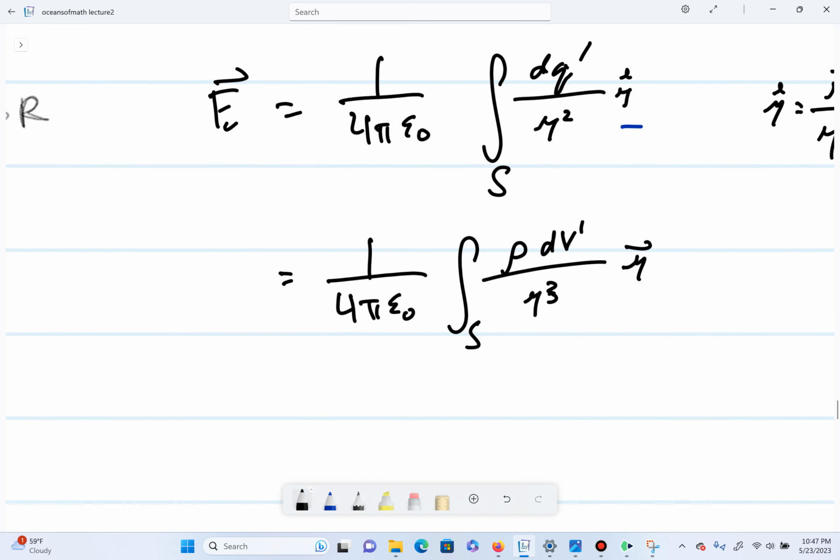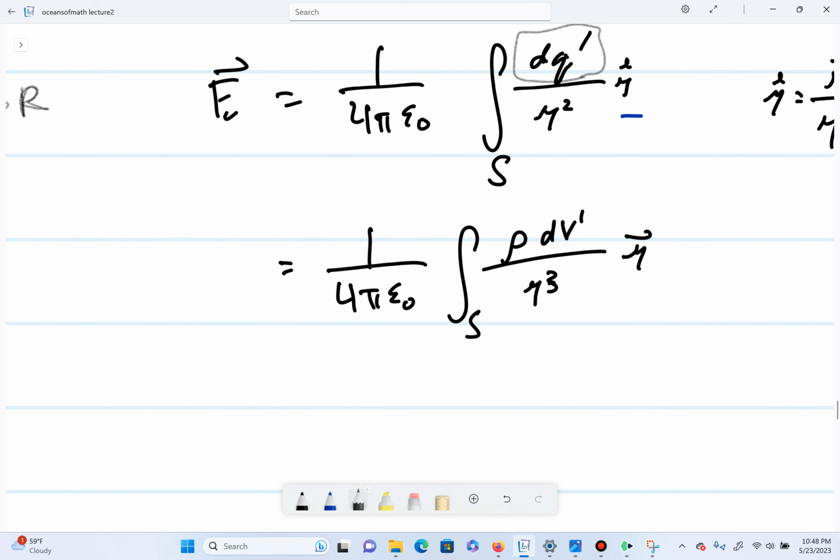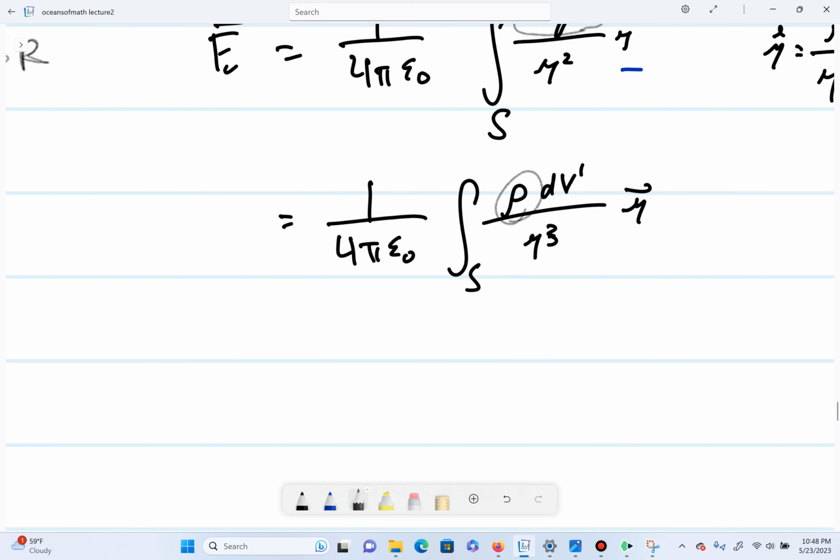Okay, perfect. So I kind of did two steps at once there. This dq prime is rho dv prime, which is standard theory: if you look at the charge of a differential piece of a volume, it's just the charge density. The definition of charge density is literally dq over dv prime, so it's the definition of what charge density means, where rho is the charge density.